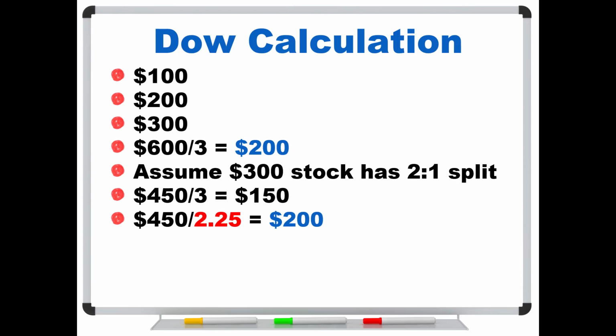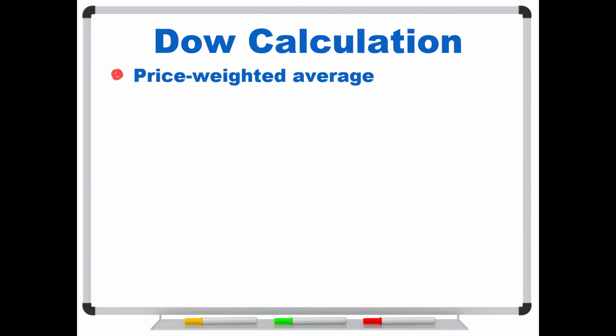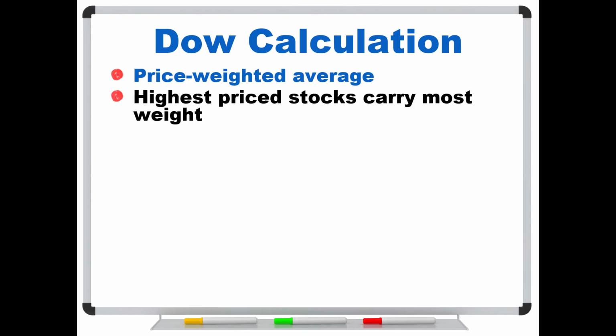And then from here, if the index is up or down from supply and demand, then our $200 number right there would change. But if we go through more splits, we're going to have to continually change this divisor. So the point is that the Dow's value is absolutely calculated by the price or the values of the stocks in it. So it is what's called a price-weighted average. For that reason, it is simply the prices of the stocks in the index that count, and therefore, the highest priced stocks carry the most weight.